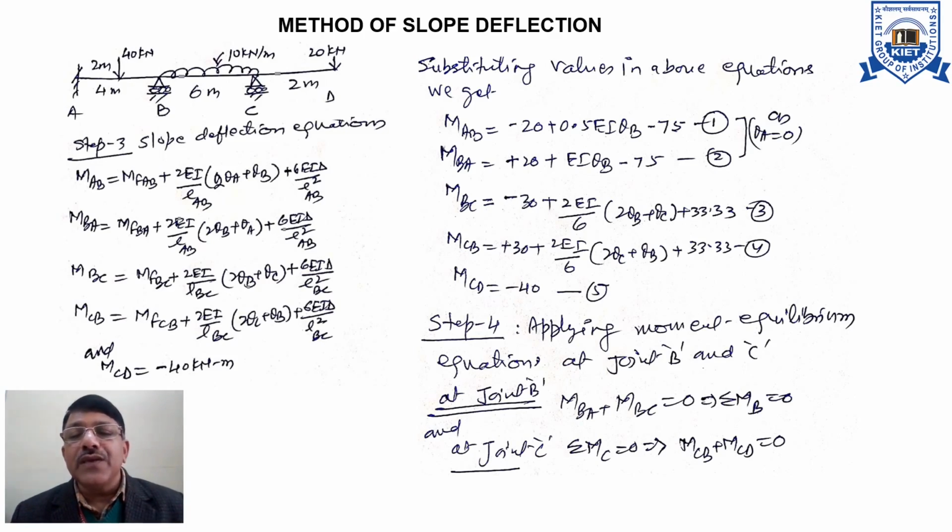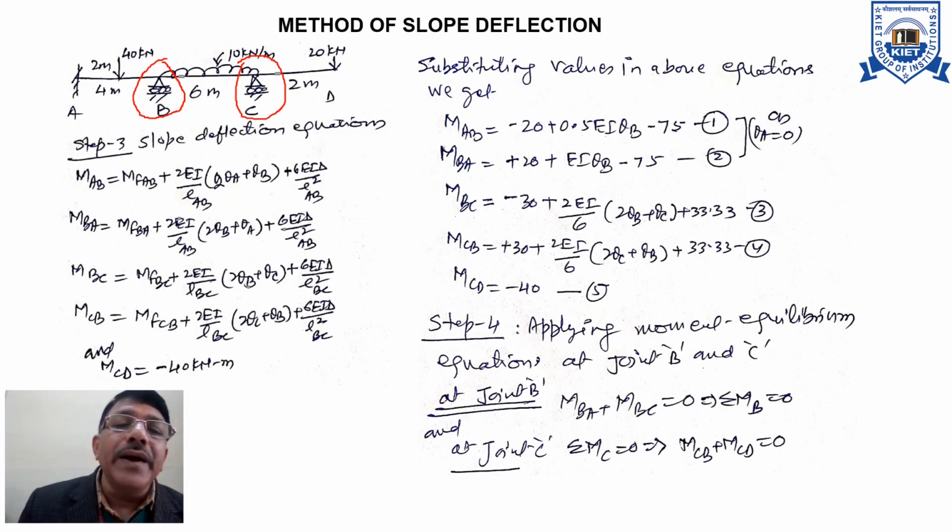Okay, so what is step 4? Applying the moment equilibrium equation at joints B and C. Notice one thing very carefully. These joints B and C will not have any bending moment. That means at joint B, the parts BA and BC both are meeting. If part BA has some moment, part BC must have an equal and opposite moment, so that the net moment at B remains 0.